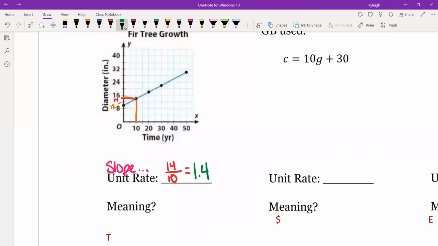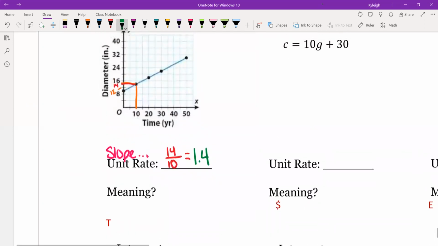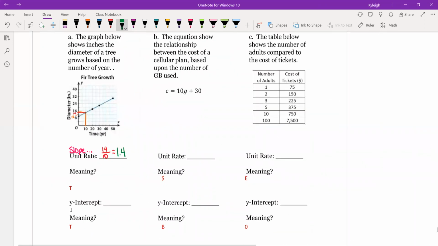So think about, what does 1.4 mean in reference to this problem? What it means is the tree grows at a rate of 1.4 inches per year in the diameter.